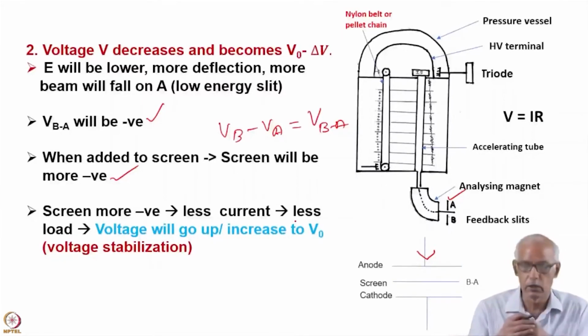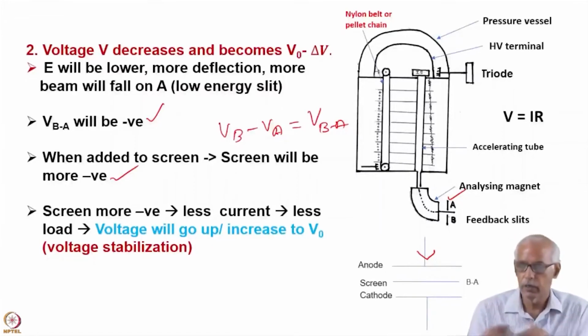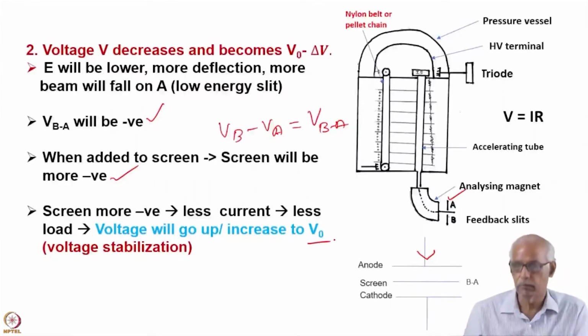So you are decreasing the load, and this will amount to the voltage going up. Now the load has reduced, so the voltage will go up, and that is what you want. So this is nothing but voltage stabilization. This is how voltage stabilization takes place, and this is one of the methods.